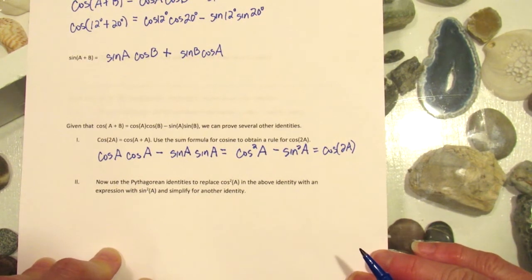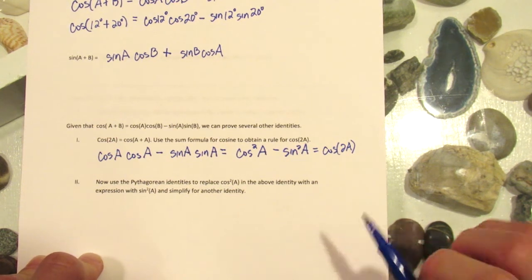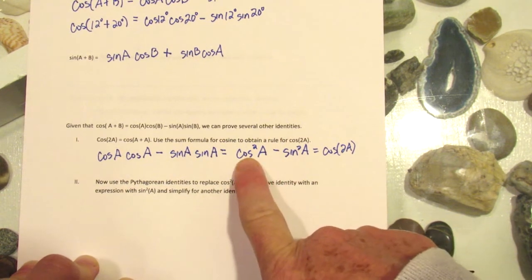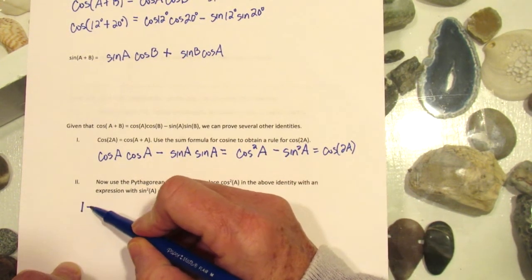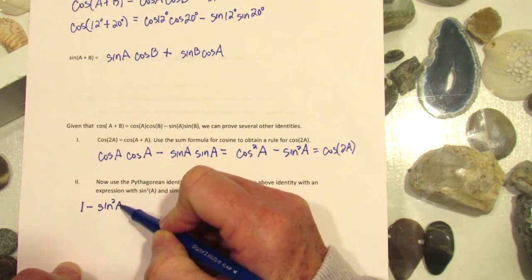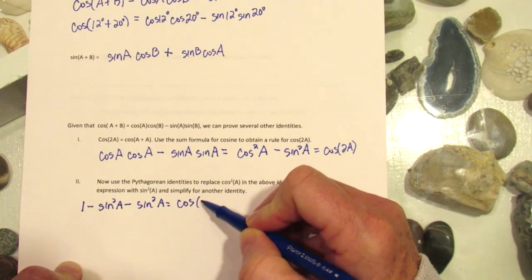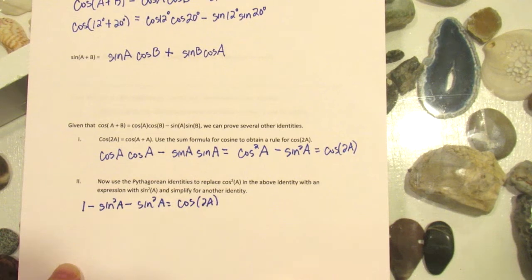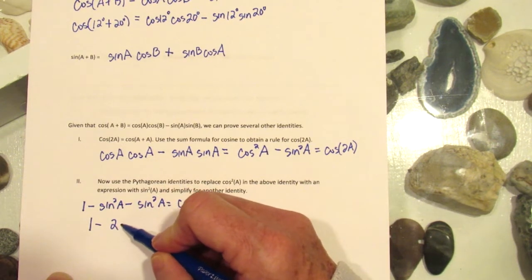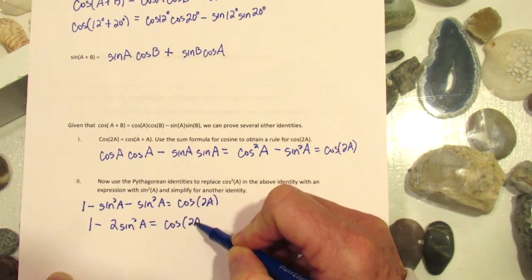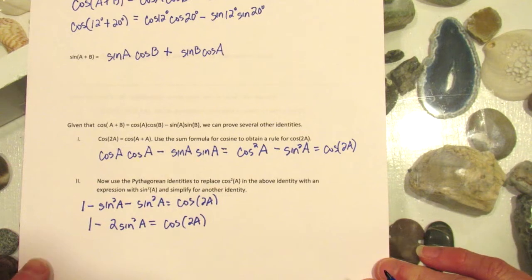I say one of the identities because you could actually rewrite this by using the Pythagorean identity. Cosine squared is equivalent to 1 minus sine squared. So if I rewrote cosine squared as 1 minus sine squared, I would end up with this expression. And 1 minus sine squared minus another sine squared gives me 1 minus 2 times sine squared. And so that is a second expression that is equivalent to cosine of 2A.